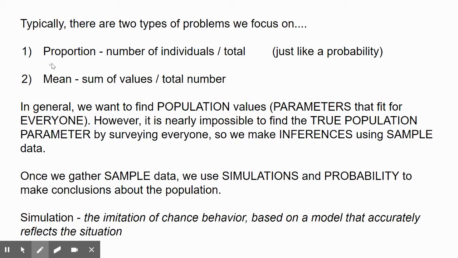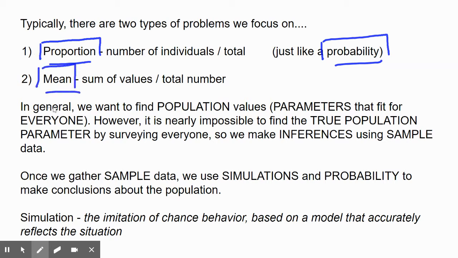First is on what's called proportions. So a proportion is like a percentage, okay? It's your number of individuals out of the total. So say you're doing a survey, you want to know how many people like a certain movie, right? So you take all the number of people who said yes out of the total. It's just like a probability, right? We leave it as a decimal, but again, if you multiply it by 100, it would give you the percentage. The second type of question is a mean question.